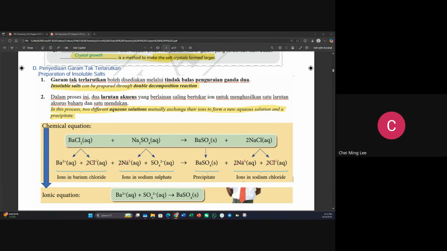So, in short, there's another way, the ionic equation, because what we want is this one. So the half equation or the ionic equation will be barium ion plus sulfate ion become barium sulfate. This one no need. Just this and this. Okay, the chemical equation and the ionic equation. You understand? All right.